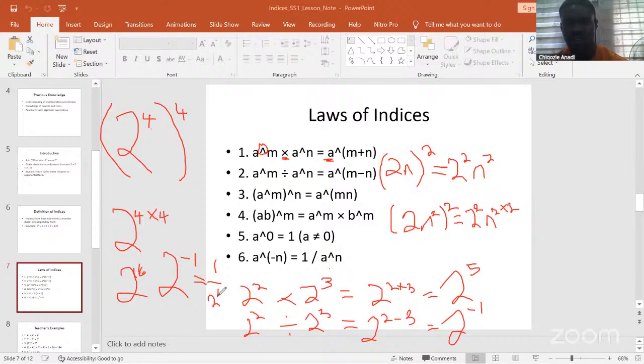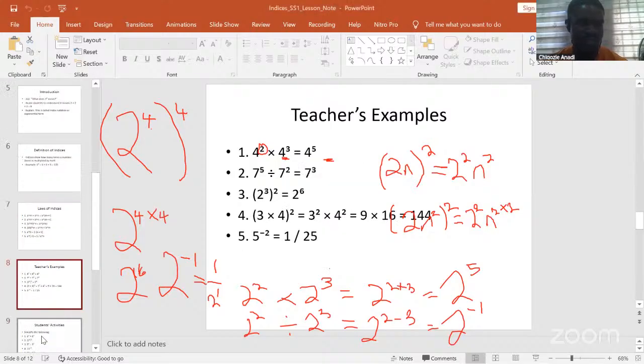So if I give you, let's say, 5 raised to the power minus 3, that will give you 1 all over 5 raised to the power 3. Okay? Very good. So now, if you know this law, you'll find it very easy to solve any question when it comes to indices. Okay, beautiful. So let's look at examples now. I'm going to clean the whiteboard.